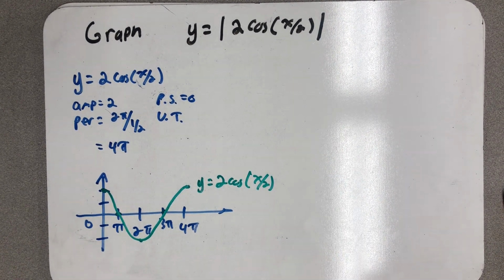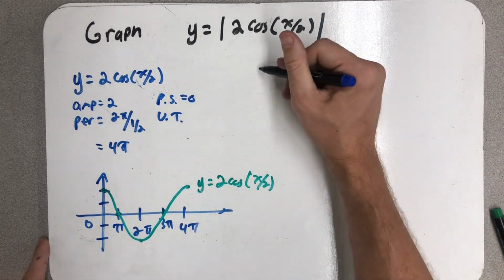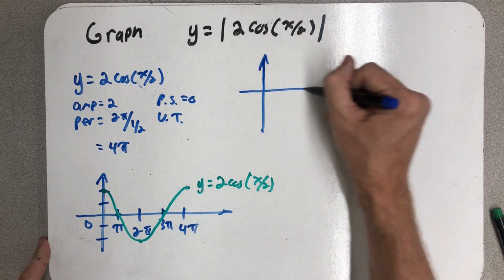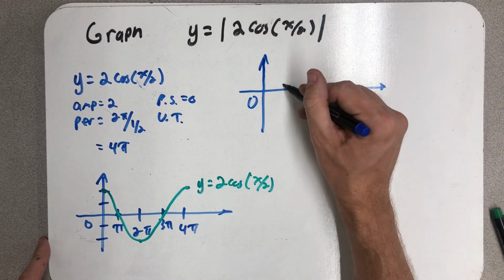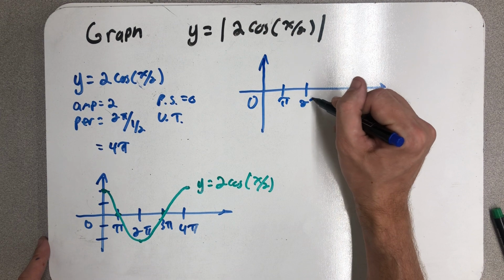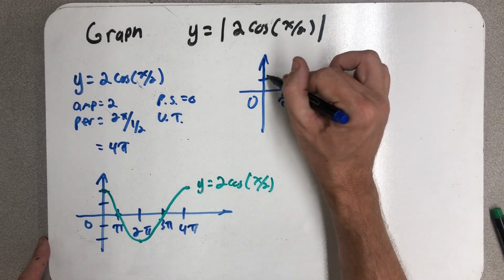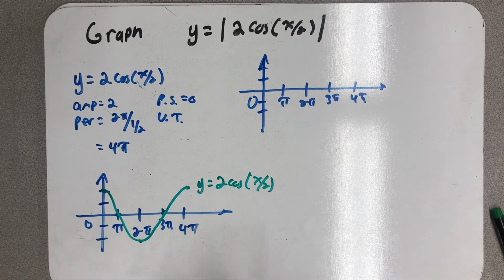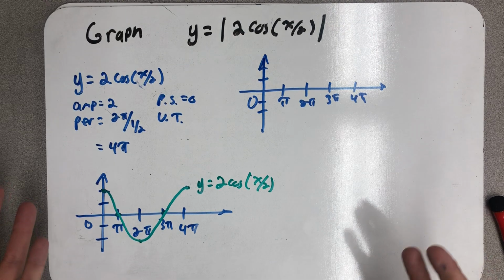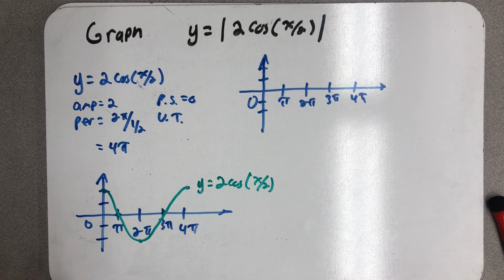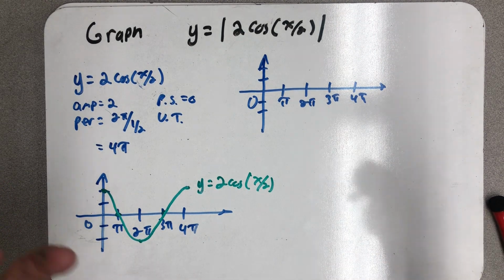All right, well, let's see. I'm going to give myself another set of axes that's divided up just like those. And I think about what absolute value does, right? If something's positive, it leaves it alone. If something's 0, it leaves it alone. If something's negative, it makes it positive.